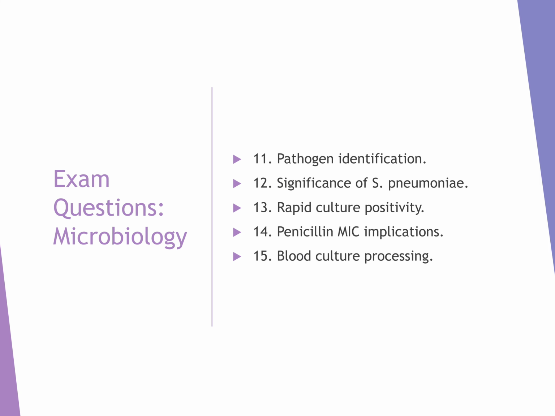Microbiology questions. The microbiology section tests the student's ability to identify pathogens and interpret microbiological results. Students must determine the likely causative organism based on the gram stain and antigen tests. They should also discuss why Streptococcus pneumoniae is a major cause of community-acquired pneumonia and explain the importance of rapid blood culture detection. Finally, students should consider how antibiotic resistance affects treatment decisions.